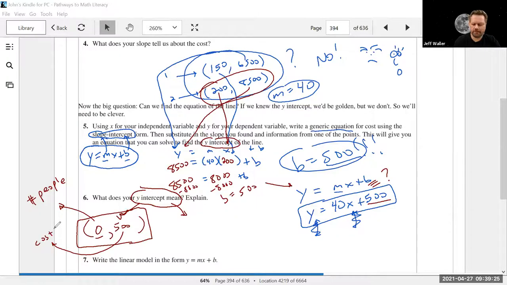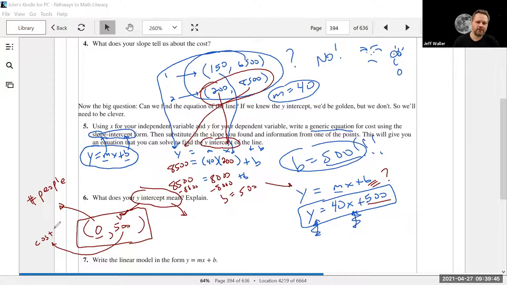So what does the y-intercept mean? It's at the beginning. To book your event, it's going to cost $500. Beautiful. Before you even have any people. Technically, you could say if you had zero people coming, it would cost $500. But that doesn't really make sense, does it? If you have nobody coming, it's not happening.